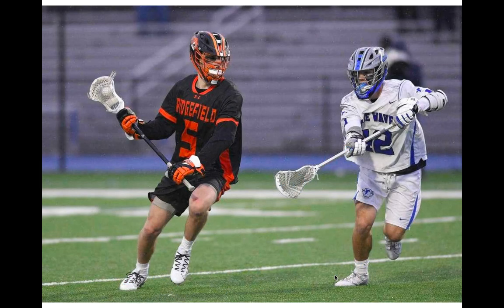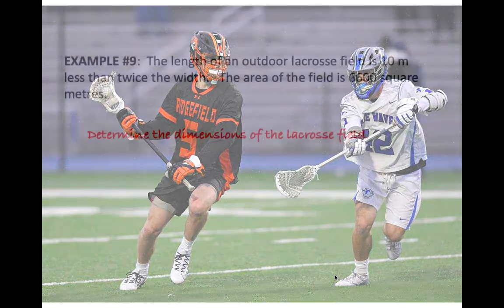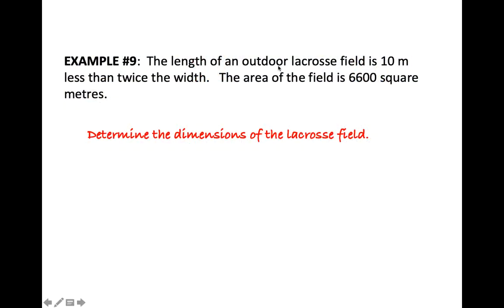Lastly, we're going to take a look at this very interesting sport called lacrosse. It says the length of an outdoor lacrosse field is 10 meters less than twice the width. The area of the field is 6,600 square meters. Now, determine the dimensions. This is a classic question. And part of what we need to do is find a way to refer to these things. Do you notice how the length is kind of given to you in terms of the width?